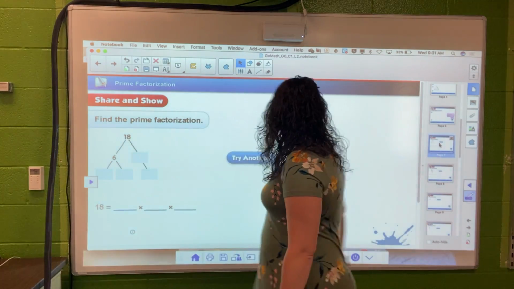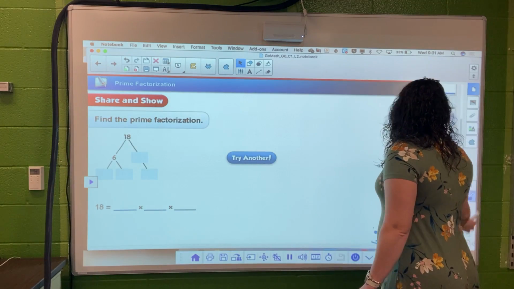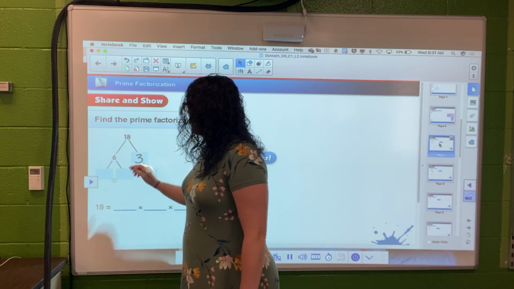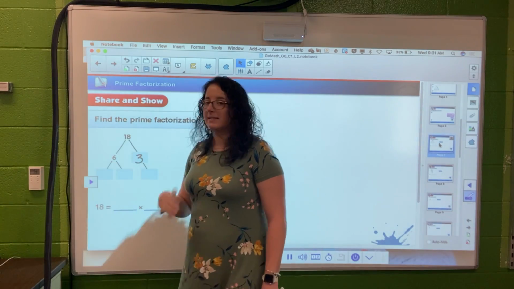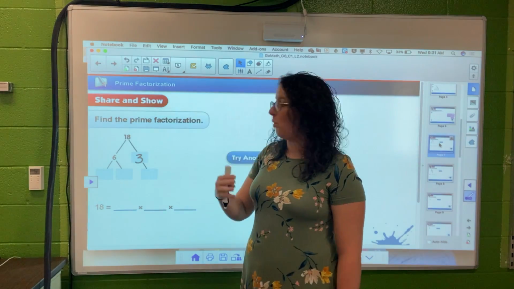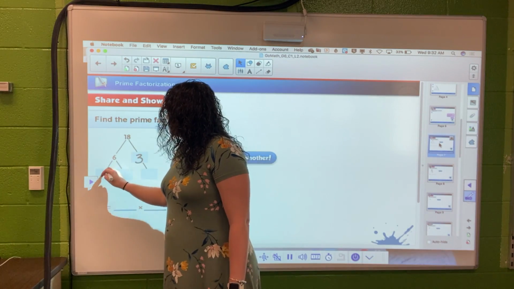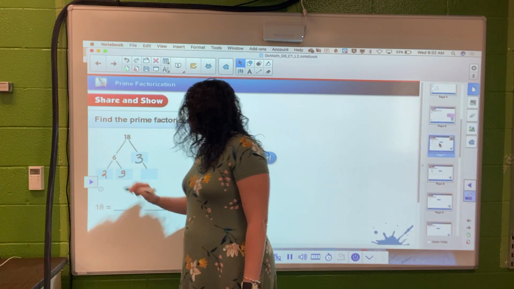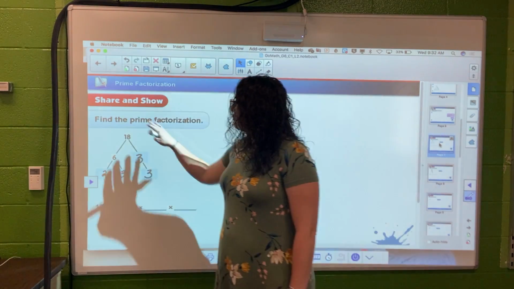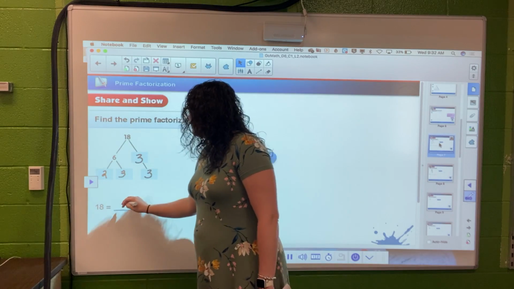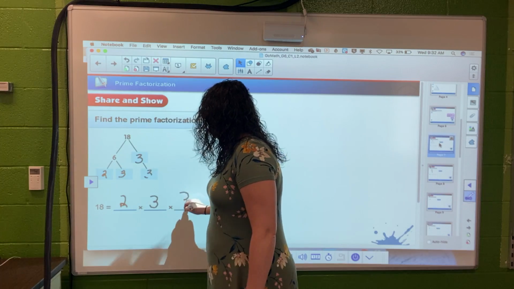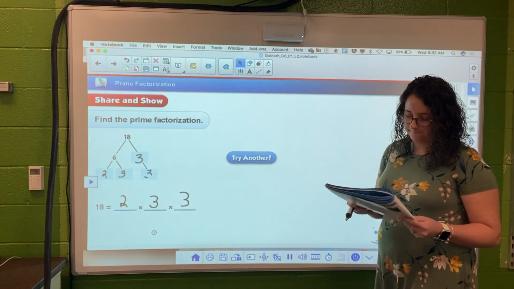So for 18, they already started breaking it down for us. 6 times what is 18? 6 times 3. 6 is not a prime number because we have numbers that we can multiply to get 6 other than 1 and 6. So 2 times 3 gives us 6, and 3 is already a prime number, so we can bring it down. So the prime factorization of 18 is 2 times 3 times 3. Okay?